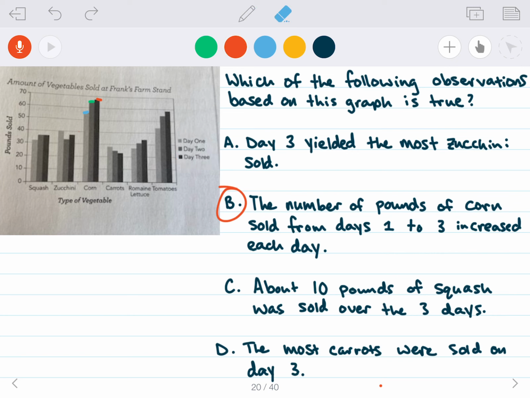And let's prove that the other ones are false. So choice C, about 10 pounds of squash was sold over the 3 days. Well, if I look at this, it looks like there's definitely more than 10 pounds added up. I see about 30 pounds for day 1, about 35 pounds for day 2 and day 3. So 30 plus 70 is about 100 pounds, not 10 pounds. All right, so that's false. And finally, choice D, the most carrots were sold on day 3. Well, if we look at carrots, the highest bar corresponds to the most number of pounds sold. And we can see in this case, that's day 1. So that one is false as well. And our answer choice here is B.